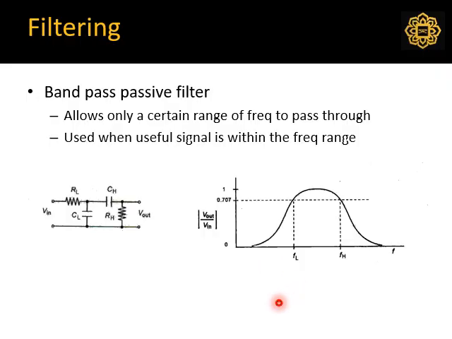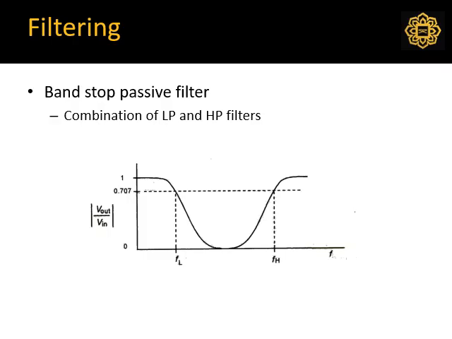In the case of a band pass filter, you basically have a high pass and a low pass. You allow the high pass and the low pass, and then you have the band. This is the band you have. And band stop means you want to stop some certain signal in this band.